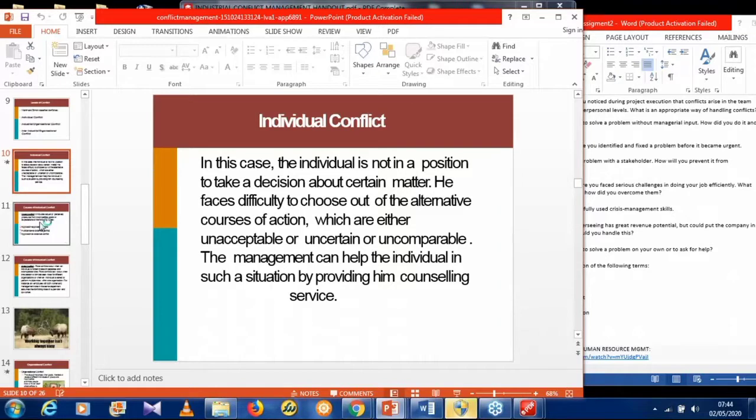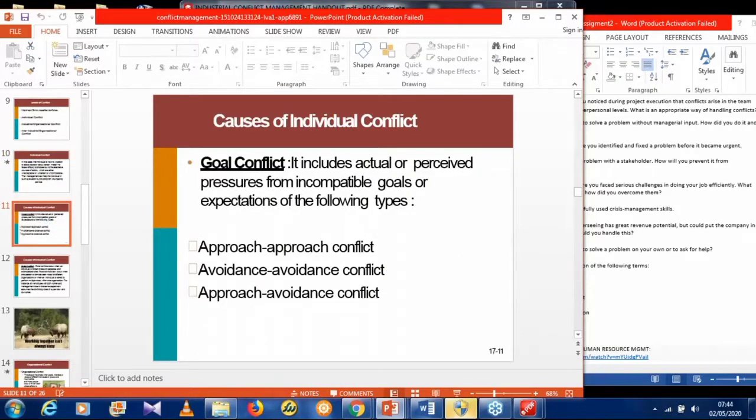Now, because of the area of goal conflicts, we mentioned this and explained in detail. Goal conflicts talk about the actual and perceived pressure from incompatible goals or expectations. For instance, you have approach-approach conflict and you have avoidance conflict. Approach-approach is when you have to deal with the approach of two different incompatible goals.